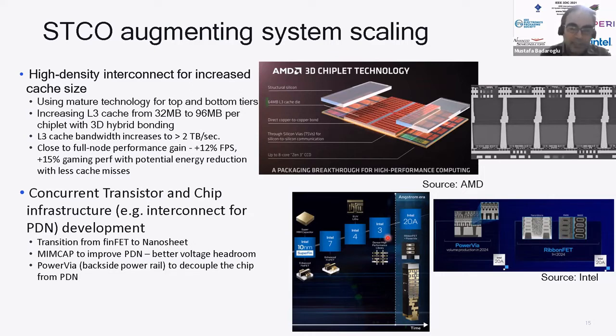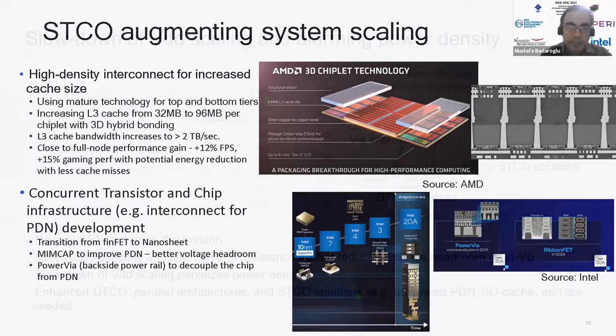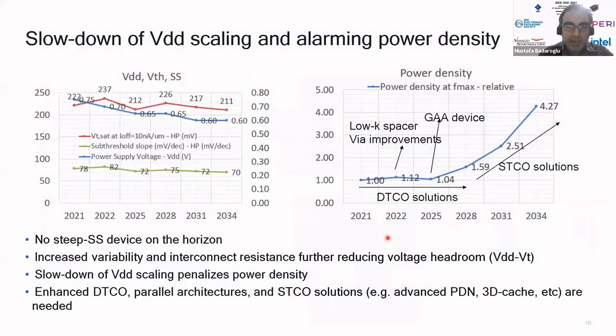Which is emphasizing the message that I just want to convey. So another problem is the power. One of the reasons why power is not scaling is that there is no steep subthreshold device. So VDD is expected to stall around 600 millivolts. And then with the nanosheet improvements and T-inversion scaling, you can keep the subthreshold slope around 70 millivolts per decade across the generations.